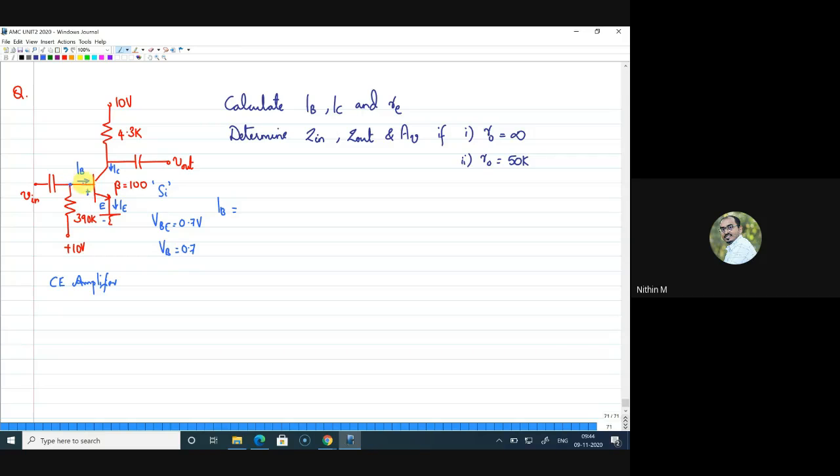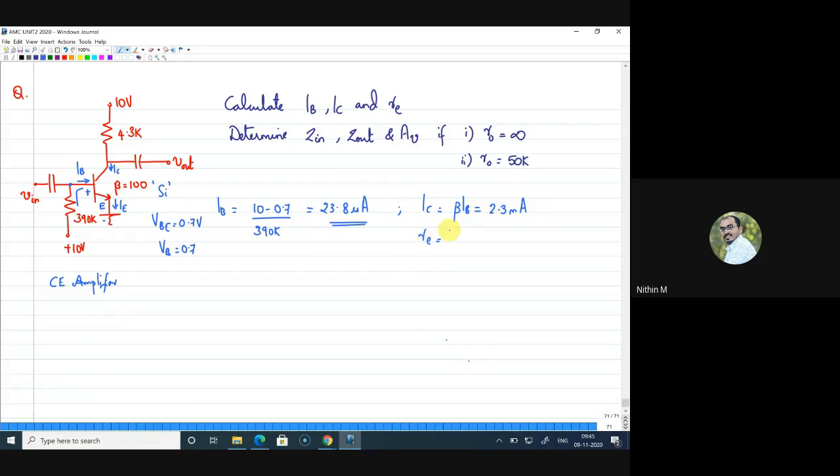Now how to find IB? IB is not coming from here, IB is actually coming from here. So IB can be written as 10 minus 0.7 divided by 390k, which is equal to 23.8 microamps, which is IB. Now once IB is obtained, you can find IC, which is beta times IB. Yes, Manjunath, it is 2.3 milliamps, which is IC. If these two are there, you can find RE.